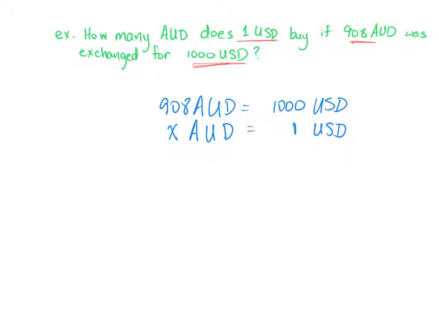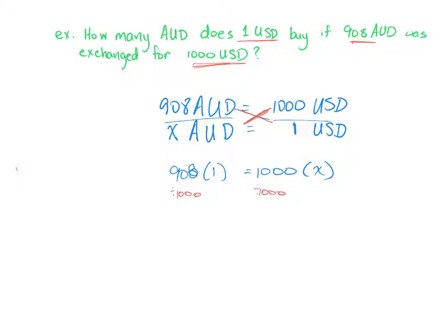Now we can go ahead and cross multiply. All right, so here we have that. When we multiply that by that, we get 908 times 1, that's 908. And when we multiply that by that, we get 1,000 times X. Now we want to isolate the X, so we can go ahead and divide by 1,000 on both sides.